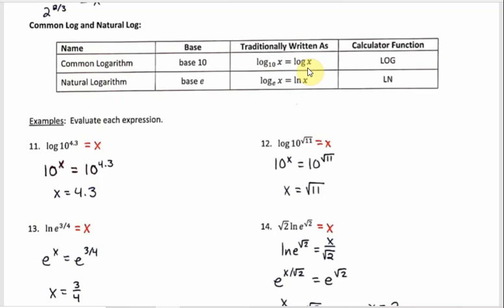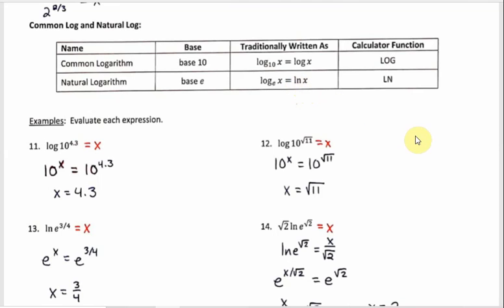But if it's base 10, if it says log x, you can just assume that it's base 10. And when you have base e, you never see it written like this. It's always written like this, where the ln stands for natural log. Even though those letters are in the opposite order, that is what that stands for. So whenever you see ln, that's a base e.